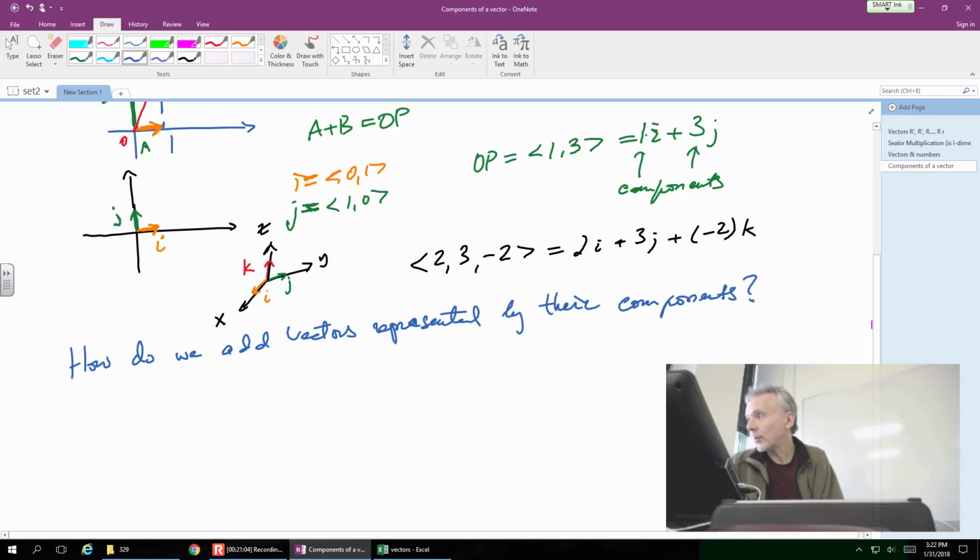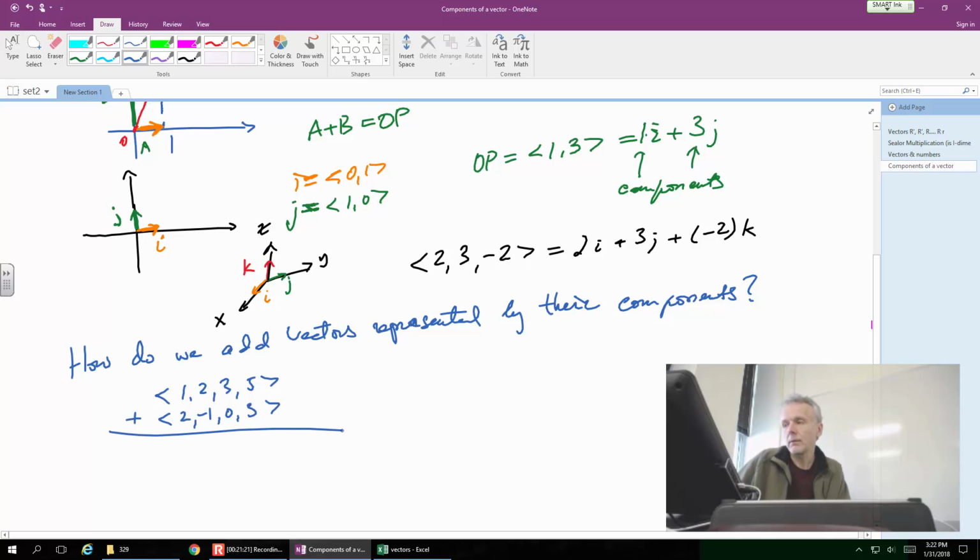Well, the answer is very simple. You just add component by component. Just keep them aligned. X's with X's, Y's with Y's. Okay, so it's really simple. 1, 2, 3, 5 plus 2, negative 1, 0, 3. Add them together, align them, each component by each component.